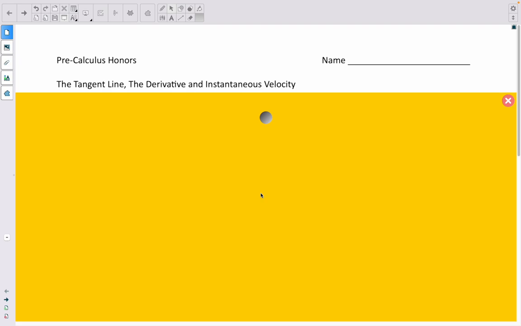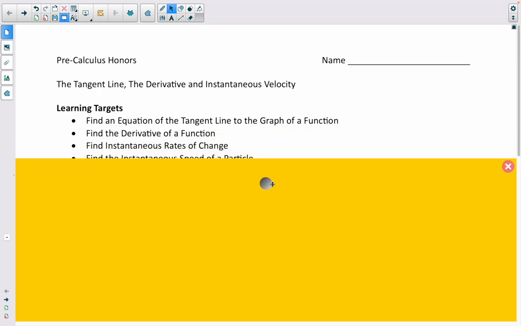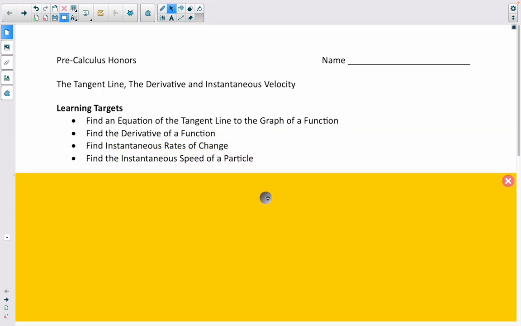Section on the tangent line, the derivative, and instantaneous velocity. This first video is going to hit the learning target of finding an equation of the tangent line to the graph of a function. And hopefully you'll notice that a lot of the things that we talk about here, when we did the AROC-IROC unit, you'll see a lot of overlap between these two units.